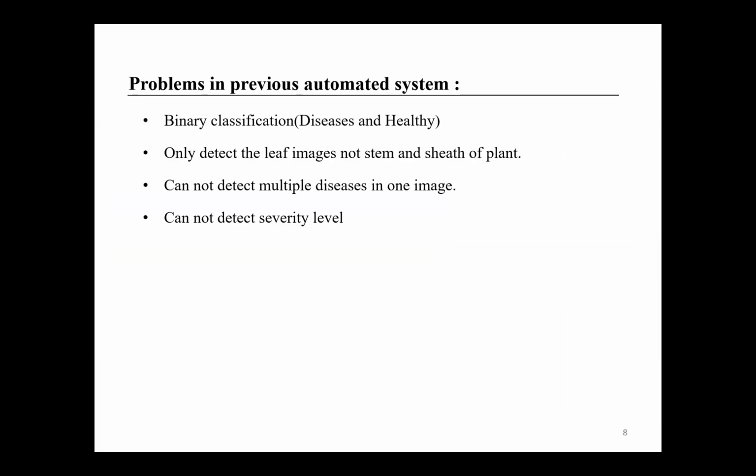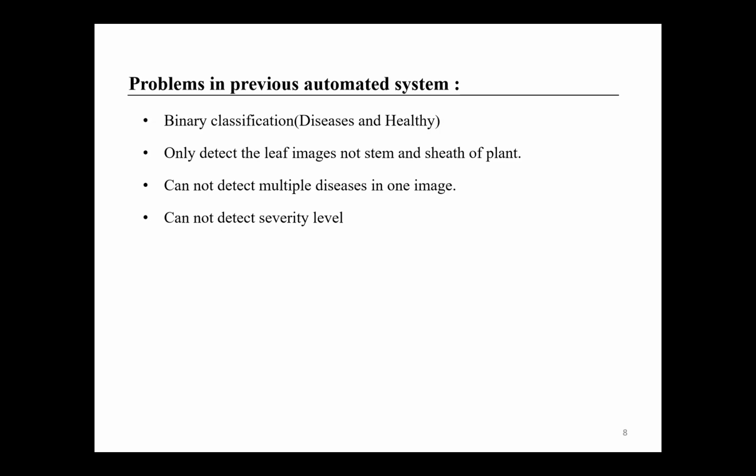So these are the different problems in the previous automated systems. First is the binary classification. Binary classification means most of the work in this area tries to find out whether the plant is having some kind of disease or not, whether it is healthy. But we are trying to find out multiple diseases, and also the severity level.